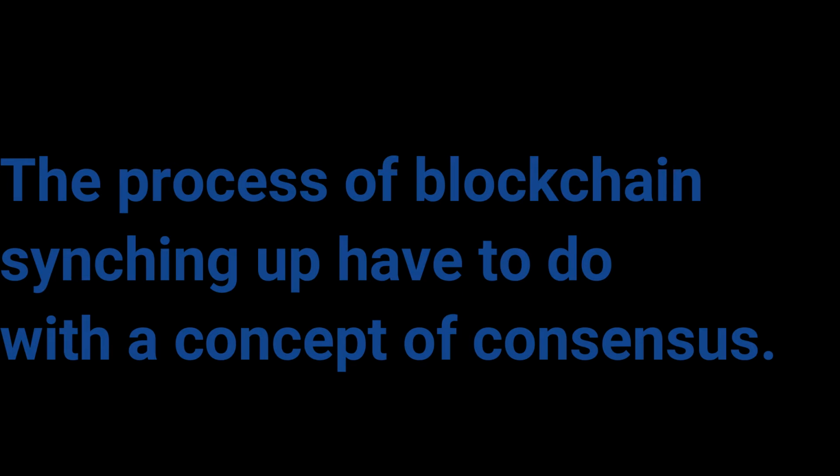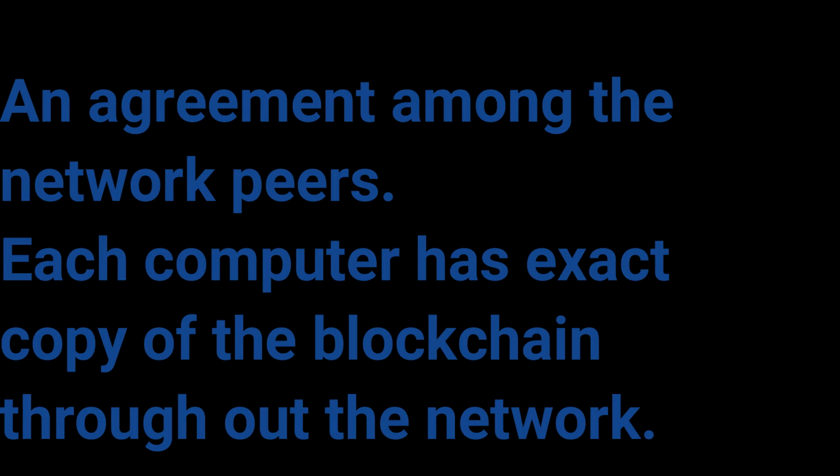So if you see in blockchain technology, we have distributed ledger technology, meaning computers spread across multiple regions and locations. So how are the data and blocks synced up? The process of blockchain syncing up has to do with the concept of consensus. A consensus is an agreement among the network peers, and each computer has an exact copy of the blockchain throughout the network, and this is maintained by that consensus only.